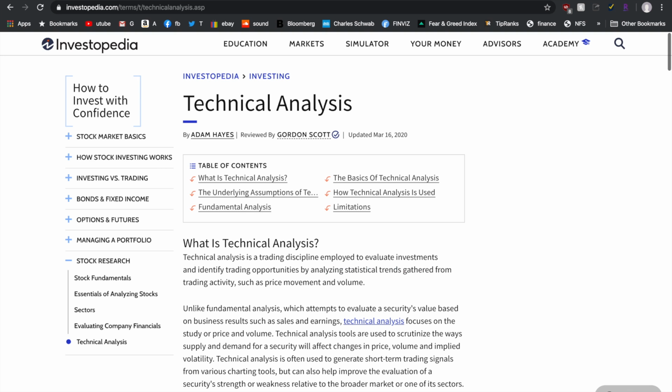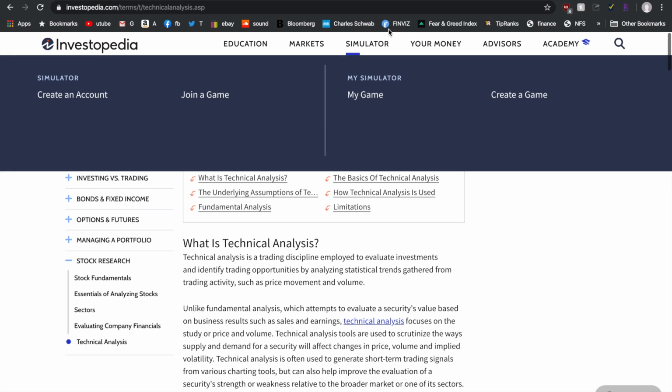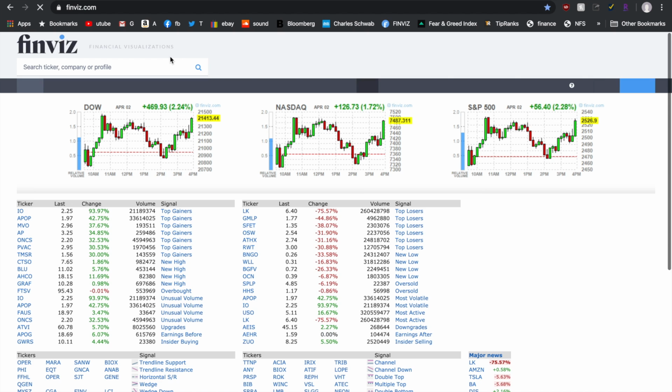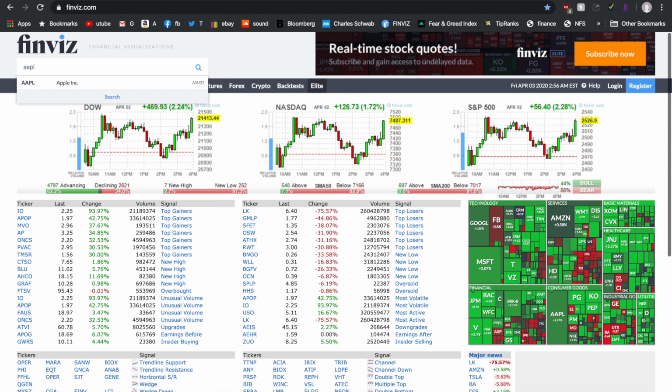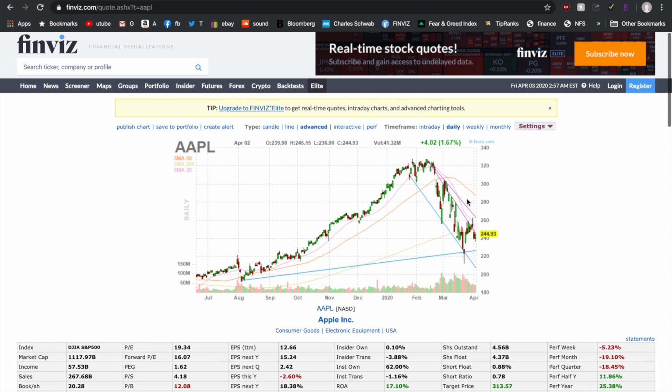The second course is going to be on technical analysis. Technical analysis is a trading discipline employed to evaluate investments and identify trading opportunities by analyzing statistical trends gathered from trading activities such as price movement and volume. This is more the graphs that you look at when looking at different stocks. I'll do a little research example here. We're going to do Apple. Here is the technical aspect of looking at the bars, the candlesticks, and the different lines for support and resistance, but we'll get into those later. That'll be the second course.